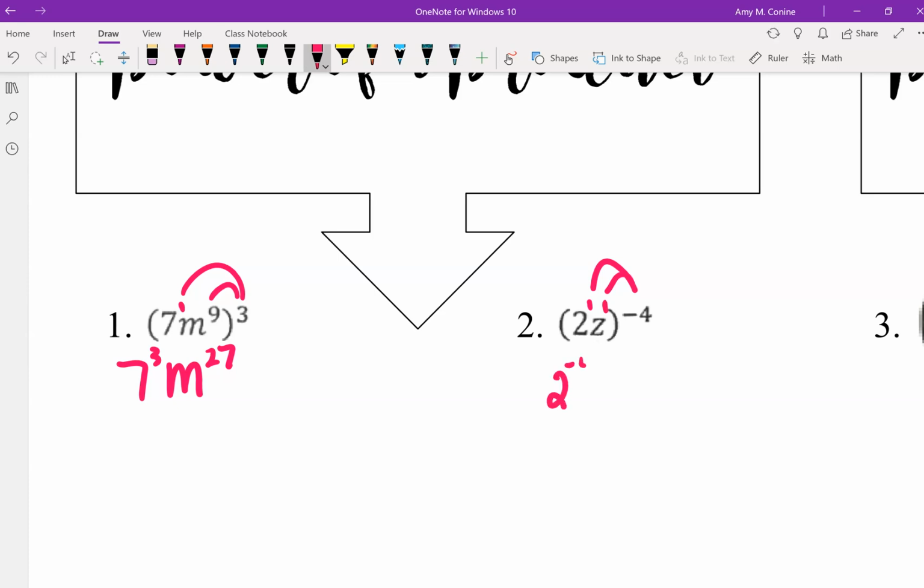So now this is 2 to the negative 4, which just means now we're going to move everything that has a negative exponent to the bottom. So now 2 to the 4th is 16, and because it's positive when you move them to the bottom of the fraction, that's what we end up with.